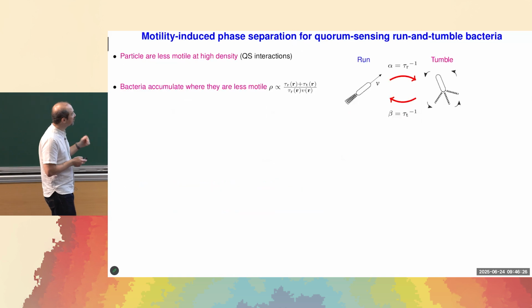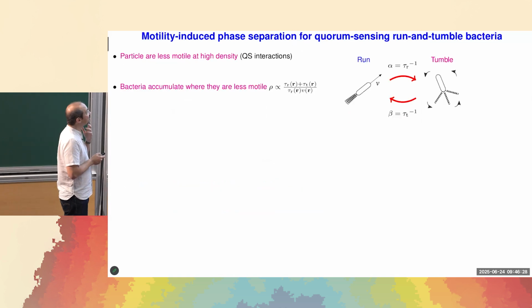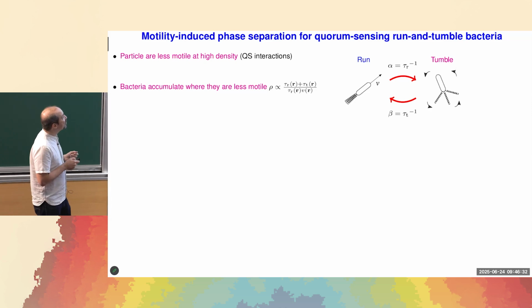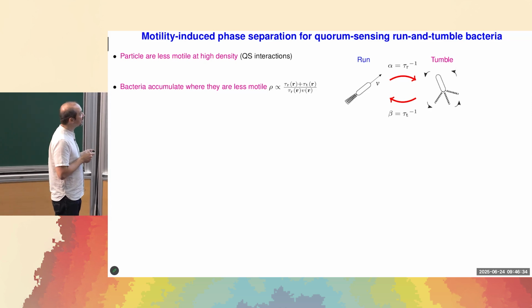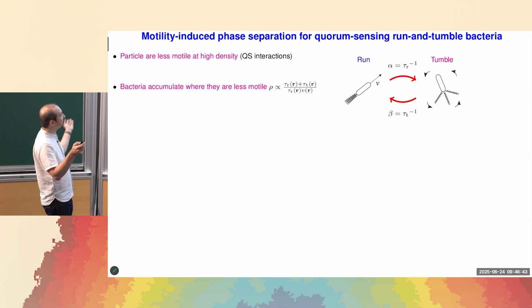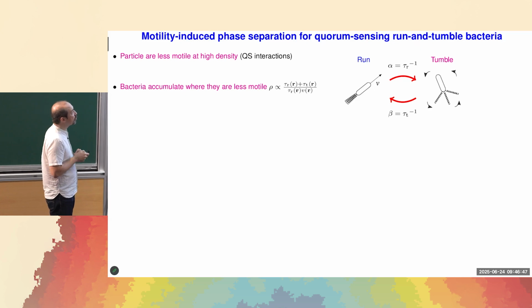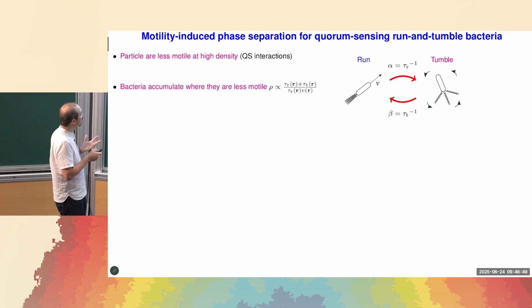Maybe I should look at another type of interaction. So I can take a model of run and tumble bacteria, which is a bit more complicated. I have bacteria that can be in two states. They can be in a running state at speed V, and they can enter at rate alpha a tumbling state where they're just randomizing their orientation. And then there is a finite rate at which they go back into running. So there is a finite duration.